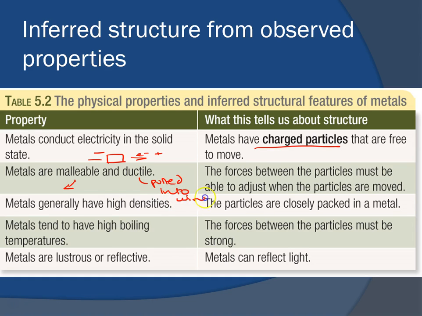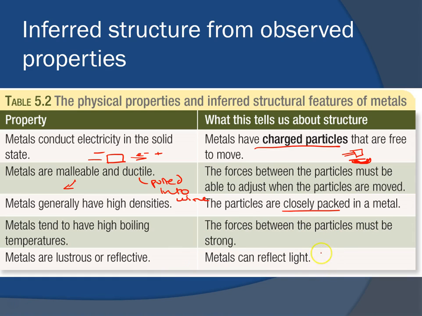So we know they're malleable and ductile. This means that the forces between the particles are able to adjust, okay? Which means if I hit a piece of metal with a hammer, it dents. We don't break the bonds, they just move around. They have high density, so the particles must be closely packed together, and they have high boiling temperatures, so they must be held together quite strongly.